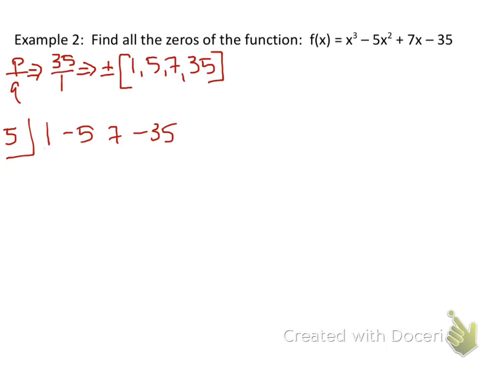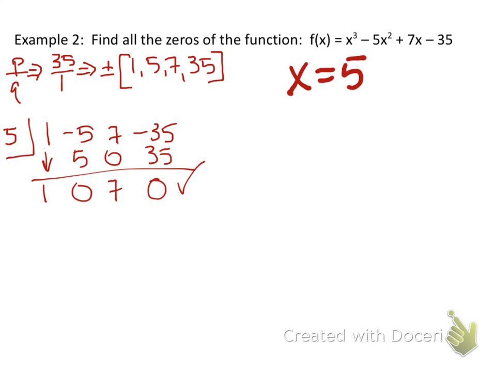So now let's try 5. When we synthetically divide 5, we get 0. So now we know that 5 is one of our zeros. x does equal 5. It's going to cross the x-axis at 5. Now our depressed polynomial, because we started with an x to the third, is going to be x squared plus 0x plus 7, which we can rewrite as x squared plus 7.